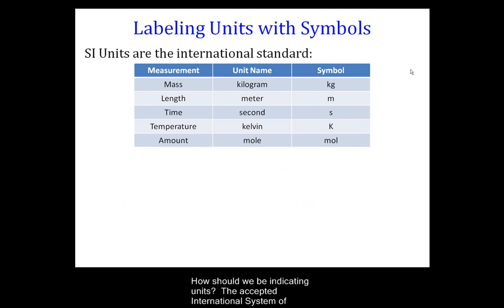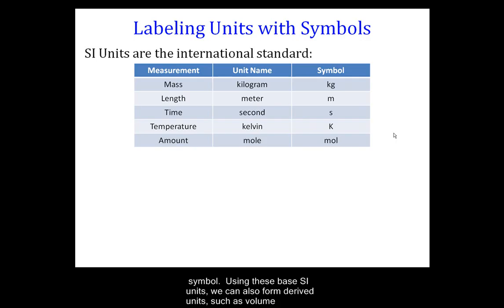The Accepted International System of Units, or SI, defines a basic set of units. The measurements we will be using most often, mass, length, time, temperature, and amount, are included in this table. Note that while there are names that we pronounce with these units, we generally represent these units in shorthand symbols in writing. So, kilogram is represented by lowercase kg. Meter is represented as lowercase m, and Kelvin is represented in capital K. It is important that you memorize the unit symbols and their capital and lowercase letters, as we will often add prefixes that will complicate the symbol.